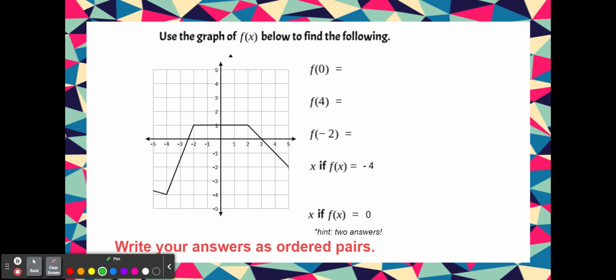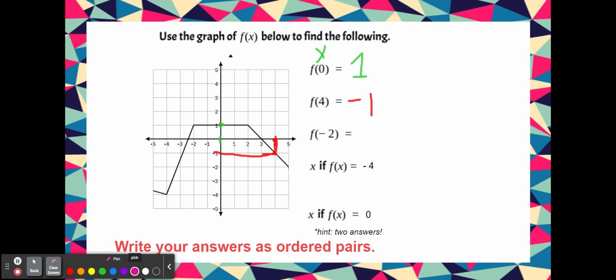Okay, let's do one last one. So this is my x value. So let's look where x is 0. X is 0 here. Where's the point? It's at 1. Okay, next one. F of 4, so 4 is our x value. Here's x. So what's the y value? The y value is -1.